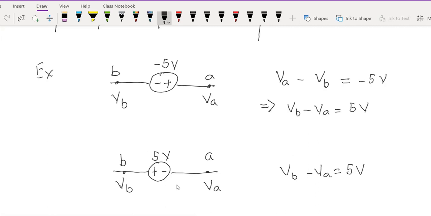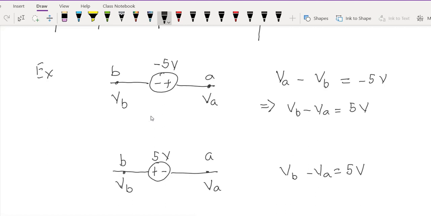Consider another example. This time the plus is at B and the minus is at A, and the number attached to the symbol is 5 volts. According to the definition, VB minus VA must be equal to 5 volts. Note that this is the same as the case in the previous example. So what this means is both this notation here and this notation here are representing the same source.